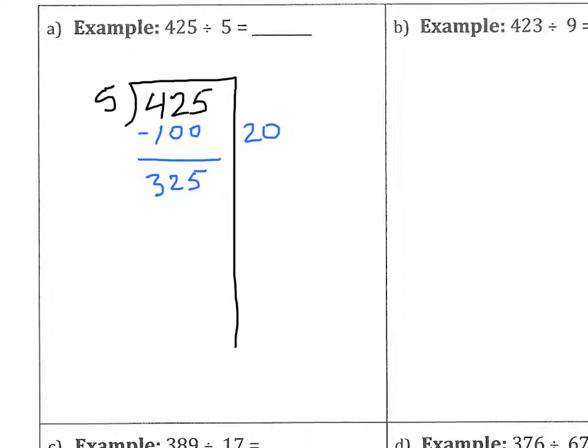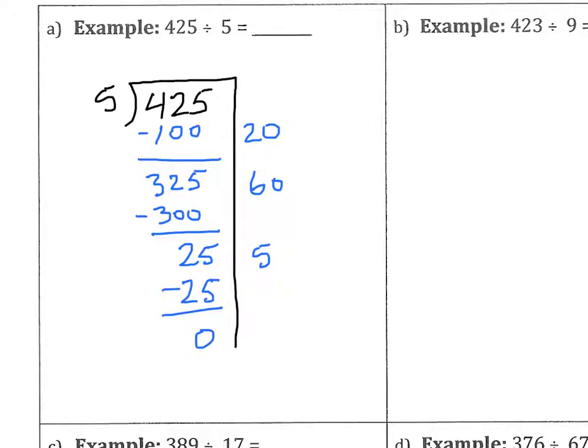So if 5 times 20 is 100, then 5 times 40 is going to be 200. 5 times 60 is likely to be 300. And I know that because 5 times 6 is 30, and therefore 5 times 60 is going to be 300. And again, I subtract this and I'm left with 25. Now it gets pretty simple. I know that 5 times 5 is 25, and I'm left with the remainder of 0.